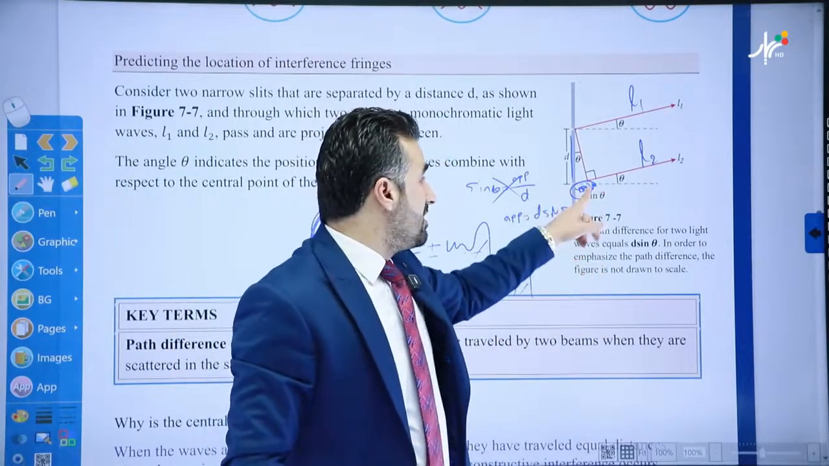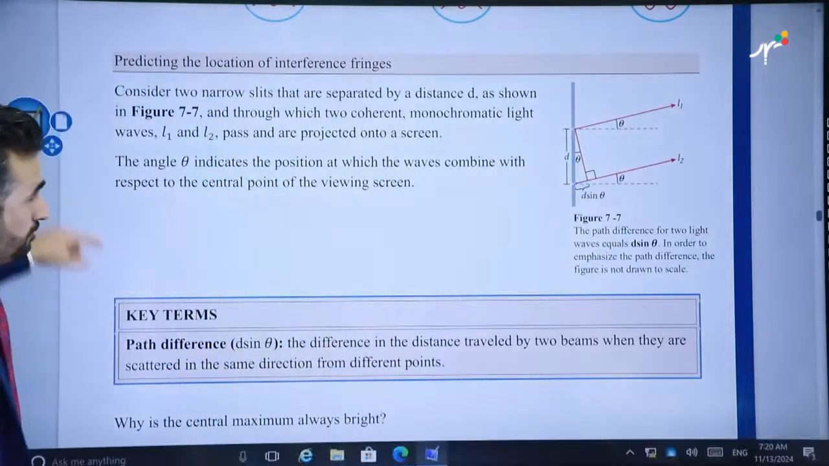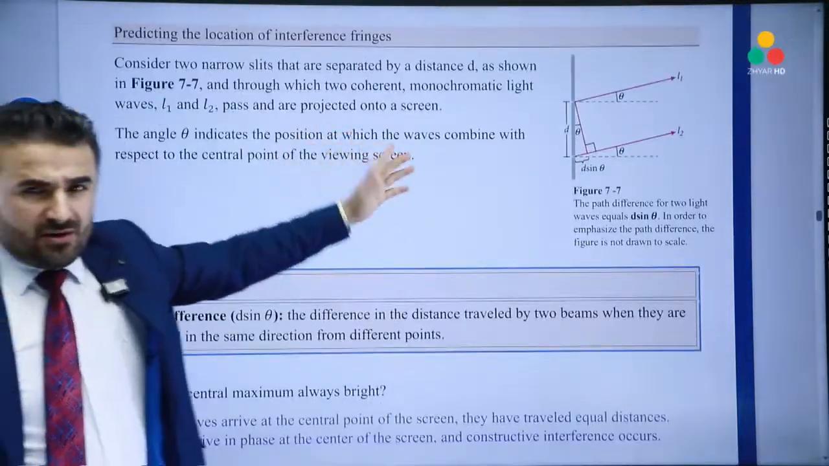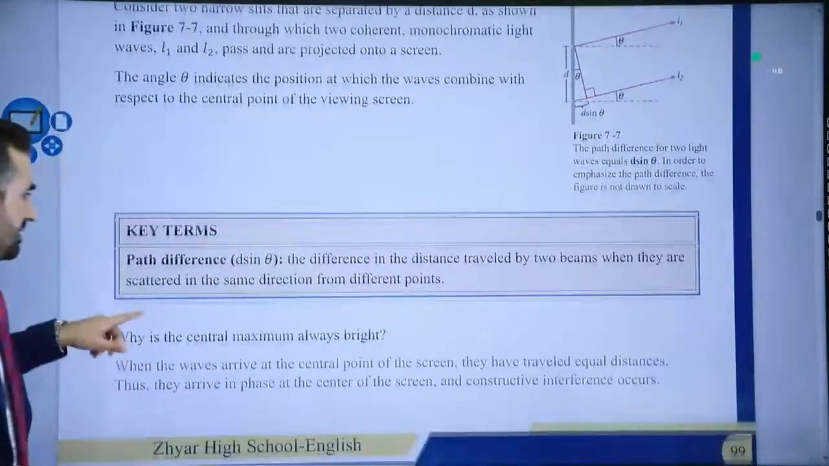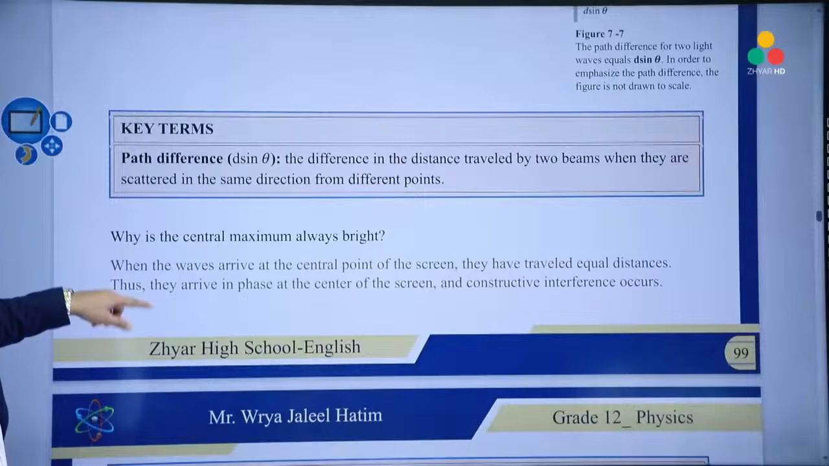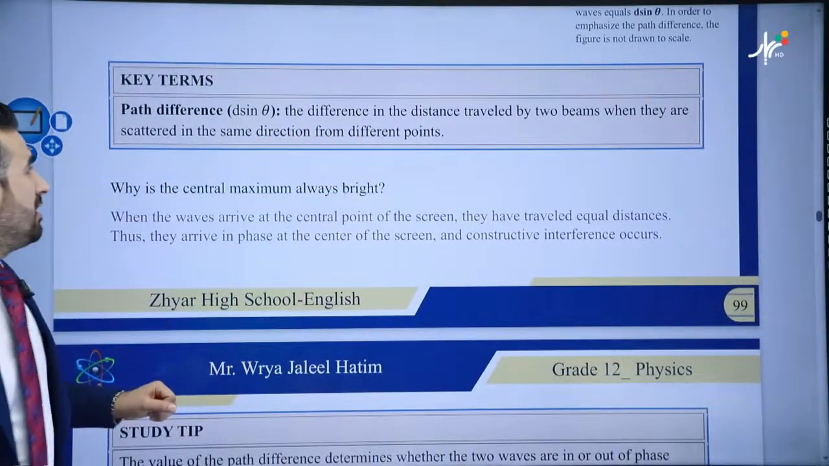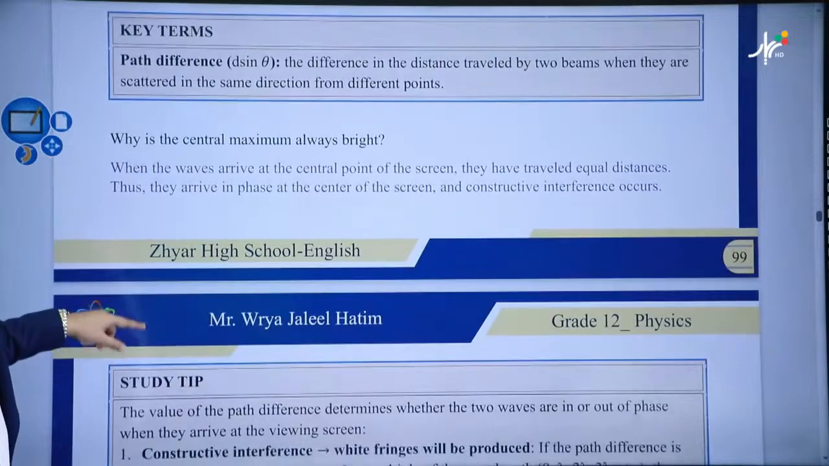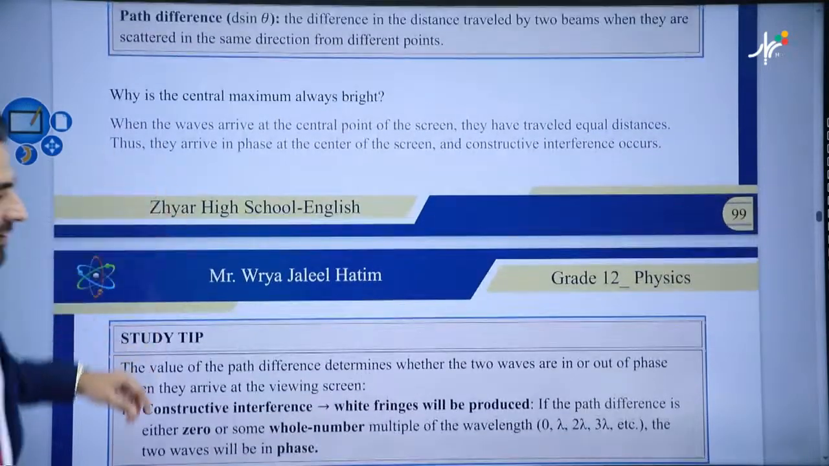So this is how we can find this d sine theta using this angle and this distance using the sine function. Anyway, perhaps you might not need to know this, but just remember that d sine theta is called the path difference. How can we define path difference? We can say path difference is the difference in the distance traveled by two beams when they are scattered in the same direction from different points. Okay, so that is the definition.